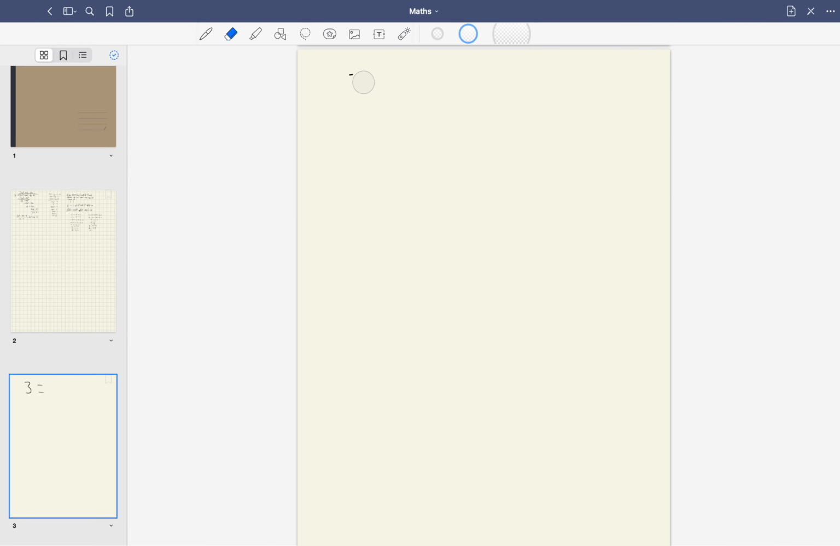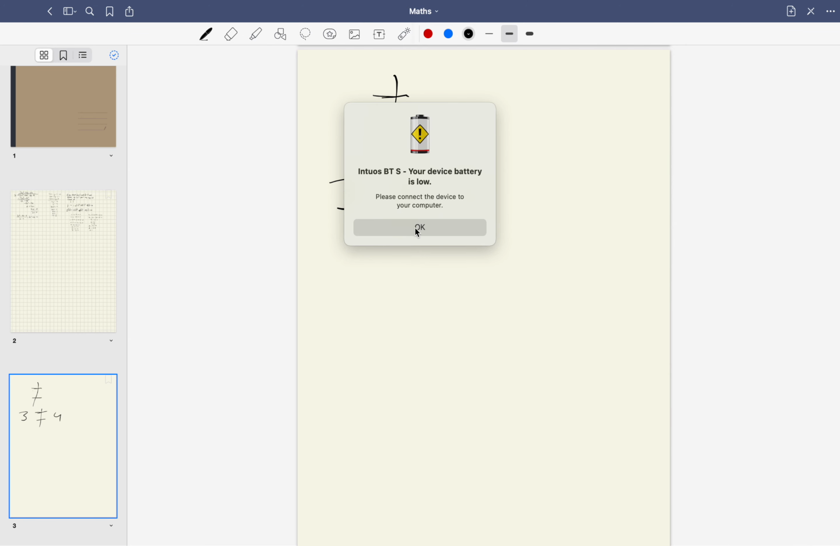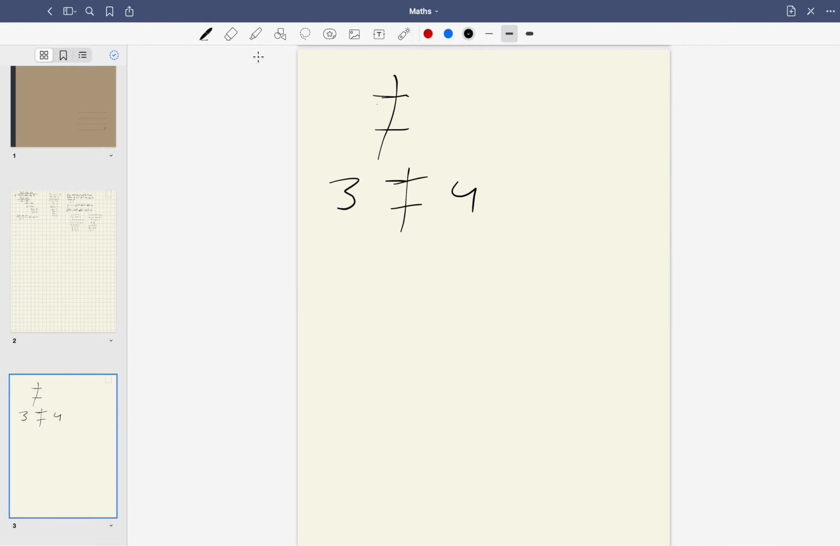Next up, we've got this sign here, which means not equal to. So we know that 3 is not equal to 4. So we say 3 is not equal to 4. Okay.